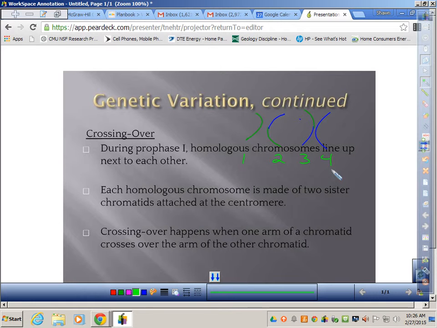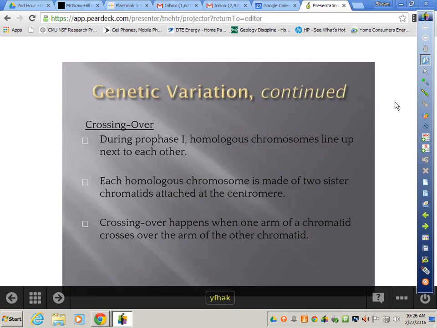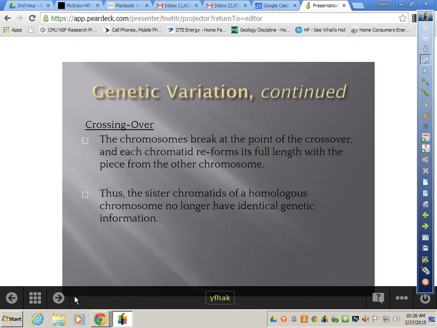Okay? This is, again, why all sperm are different than all other sperm, and all eggs are different than all other eggs. So the chromosomes then break at the point of the crossover, and each chromatid reforms its full length with a piece of the other chromosome. Thus, the sister chromatids of homologous chromosomes no longer will have genetically identical chromosomes. They'll be different in information. So although they were identical when we started, once they pair up in homologs and do the crossing over, each of those four is completely different.